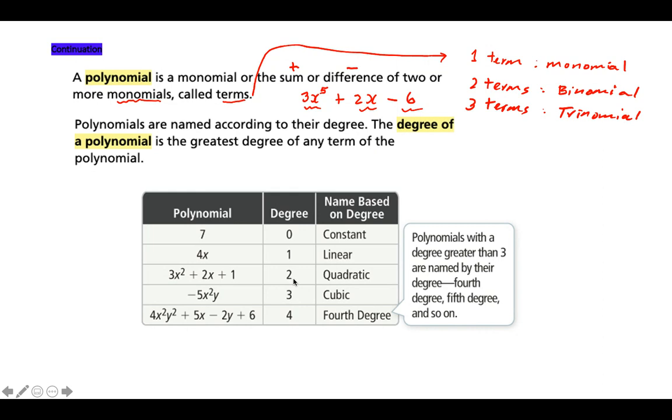So to find the degree of a polynomial, you have to find the degree of each term, and the greatest one will be the degree of that polynomial. In this case, the degree of this term is 4. This is 1, this is 1, and this is 0. So the greatest degree is 4 in that case. And they have different names. Degree 0 is called constant, 1 is linear, 2 is quadratic, 3 is cubic, and 4 and so on will be called fourth degree, fifth degree, sixth degree, and so on.